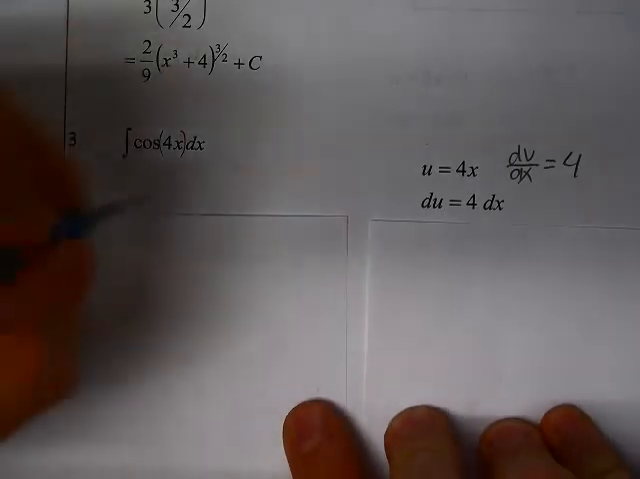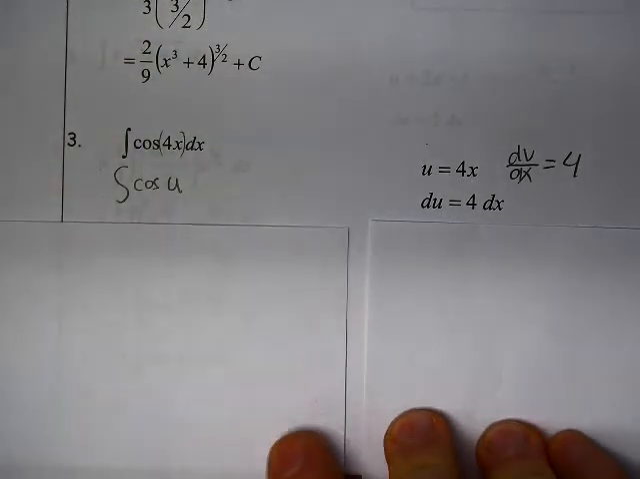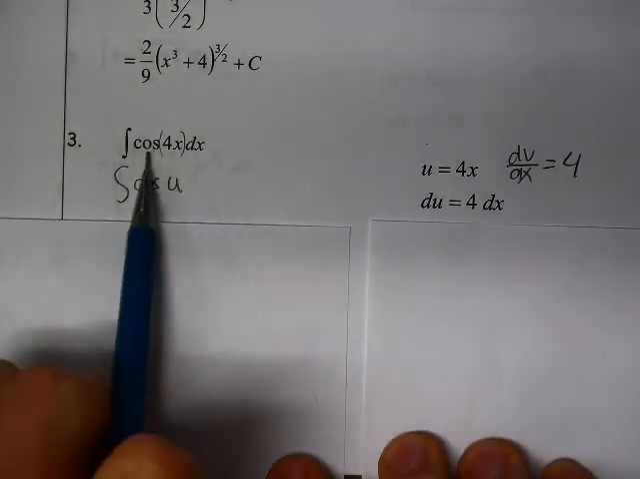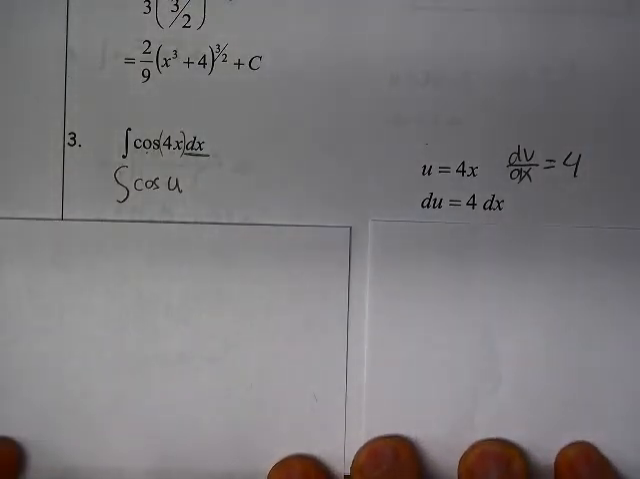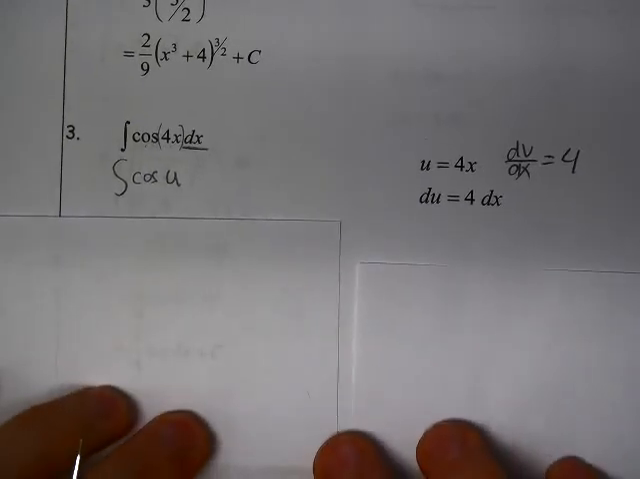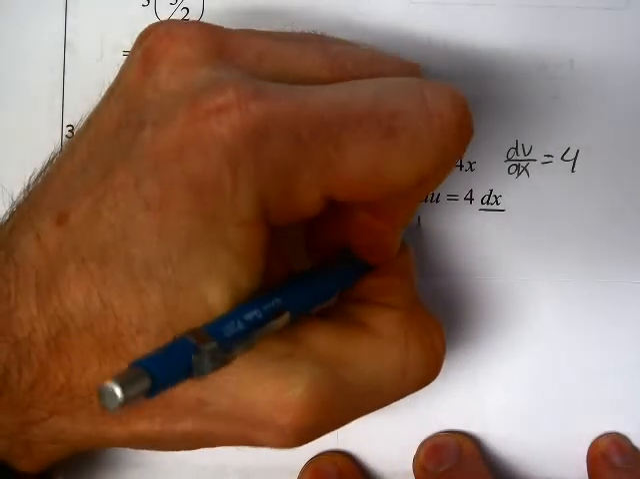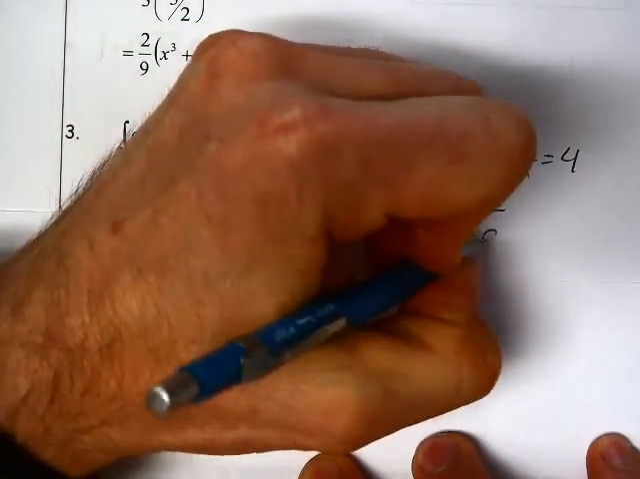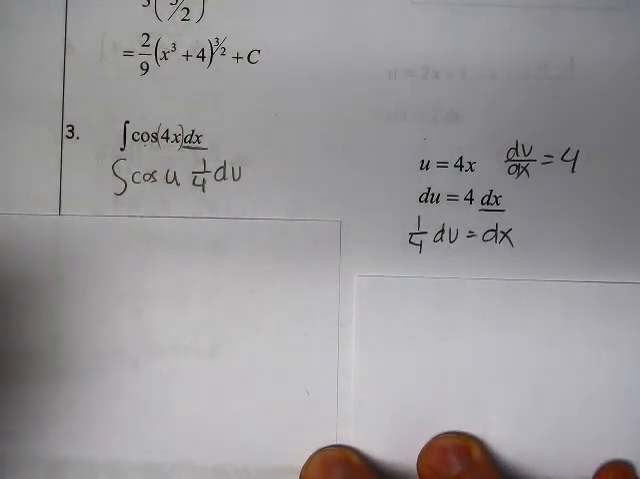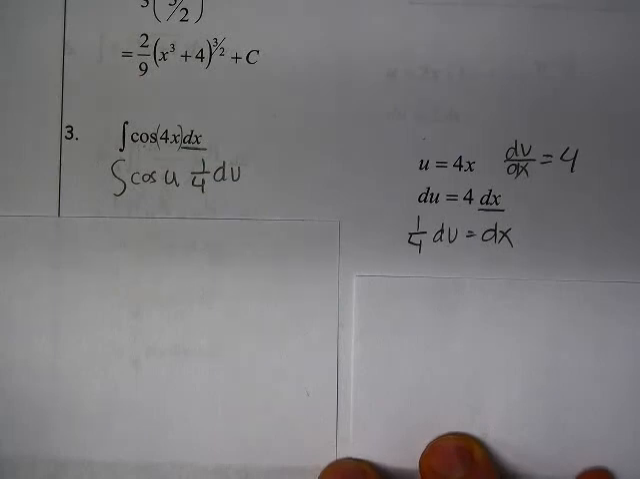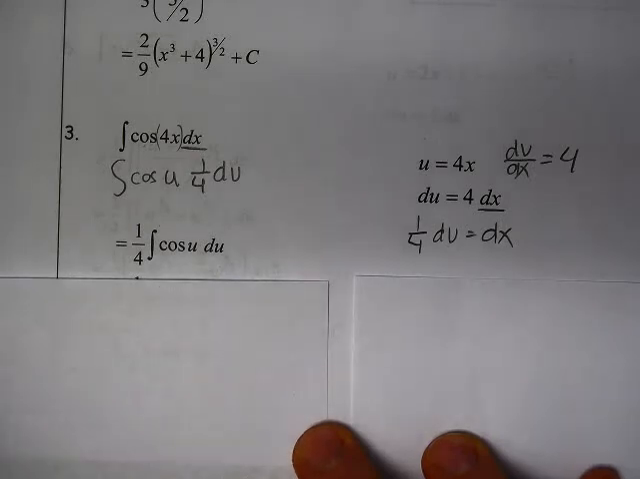Now if I write this integral in terms of u, I can write cosine of u. So that takes care of the cosine of 4x, but you see I still have to account for the dx. So what I'm going to do here is the dx is what I have to account for in the original integrand still, so I'm going to solve for that. So I have 1/4 du. So I'm going to replace this dx with a 1/4 du. And then I bring the 1/4 in front. I just have cosine of u du.